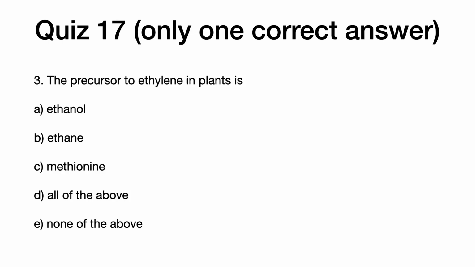3. The precursor to ethylene in plants is A, ethanol, B, ethane, C, methionine, D, all of the above, E, none of the above.